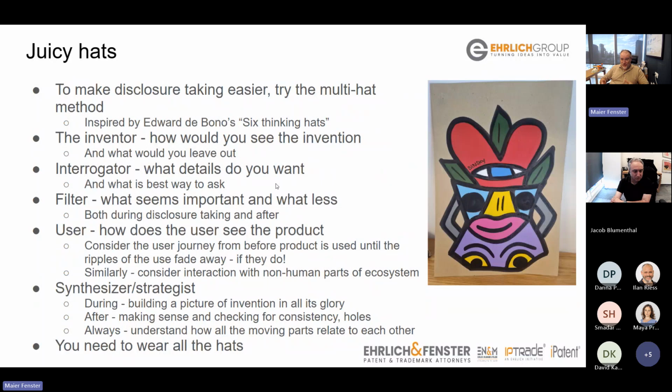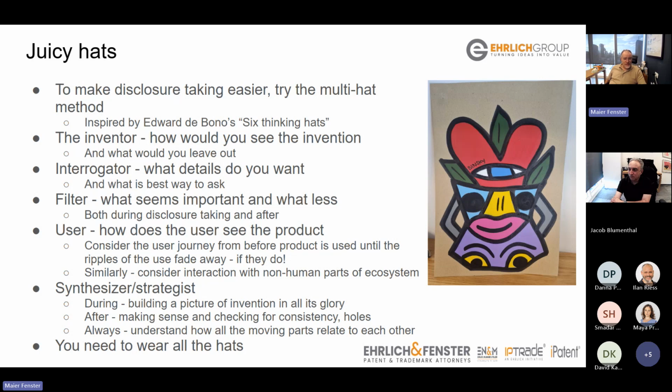How do we do it? It definitely sounded complicated and detailed, and I'm suggesting a hat method. If you're familiar with Edward de Bono's Six Thinking Hats, he says he has six different ways of thinking, and you should apply them at different times. So, six different characters you should be playing when you're taking a disclosure.